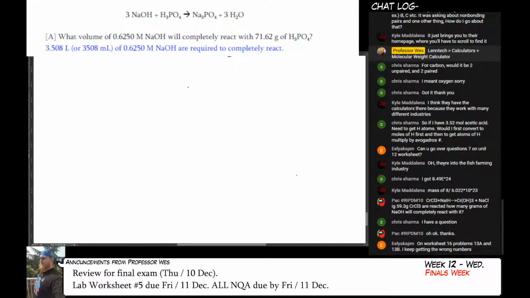So what volume of 0.6250 molar NaOH will react with that many grams of phosphoric acid? So what we would do is we would say grams of phosphoric acid turns into moles, turns into moles of whatever this is that we're reacting, NaOH, and into a volume.